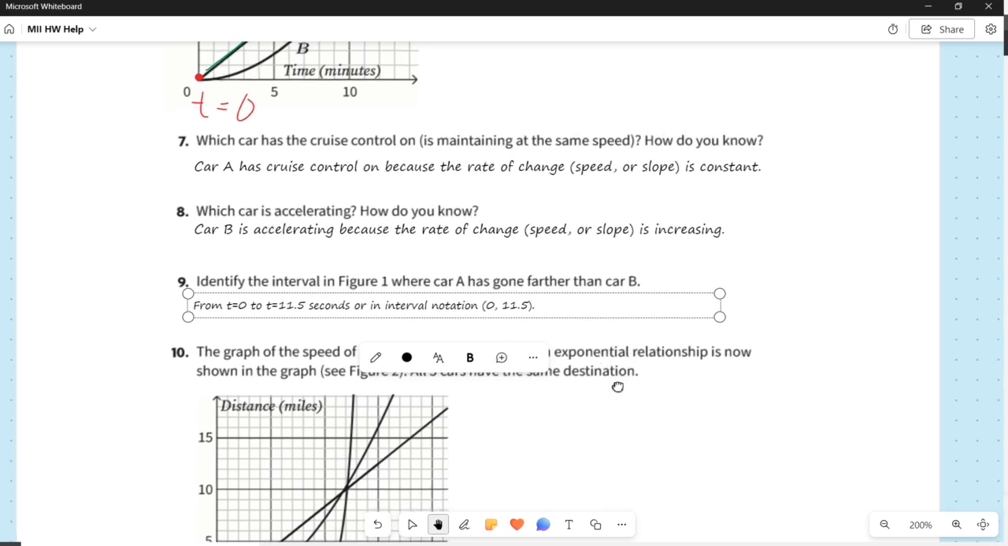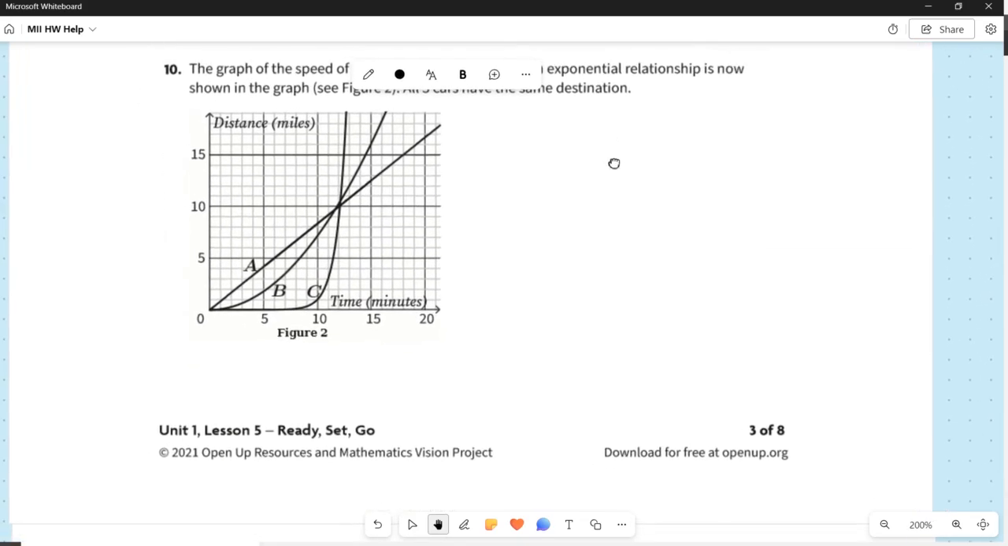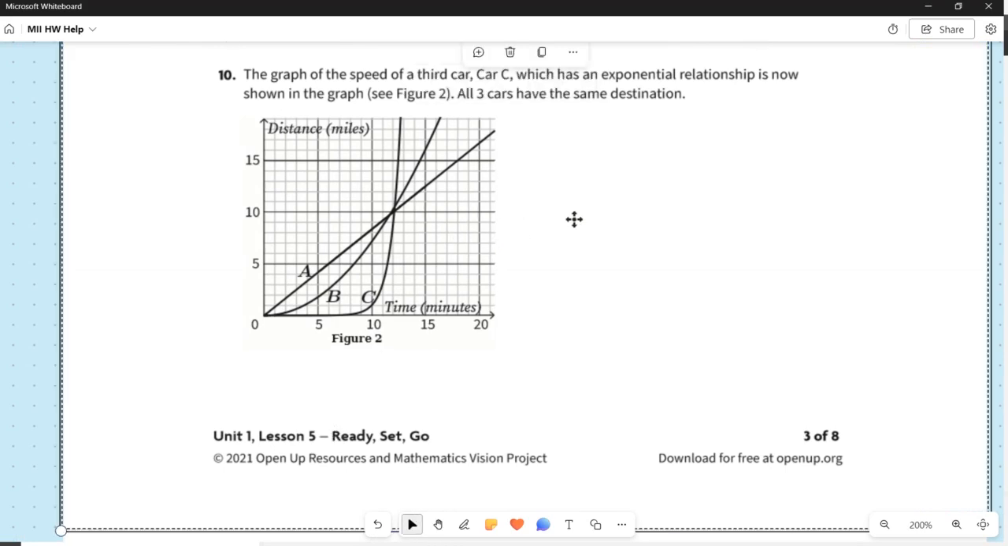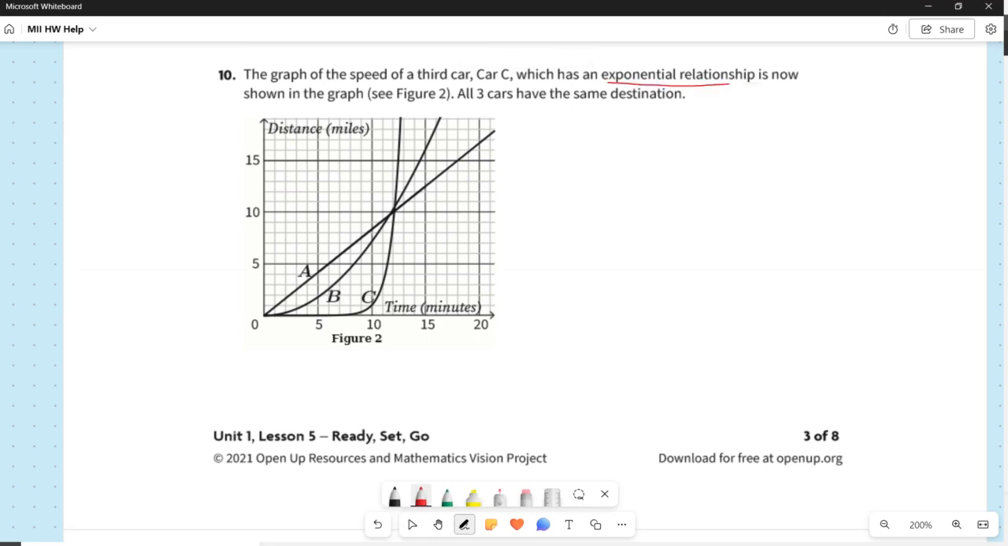We only have to do part A for number 10. Number 10 says, the graph of the speed of a third car, car C, which has an exponential relationship, right, so now we're talking about an exponential relationship, is now shown in the graph. See figure 2. All right, so C is the new guy right there. All three cars have the same destination, so they're traveling in the same direction.